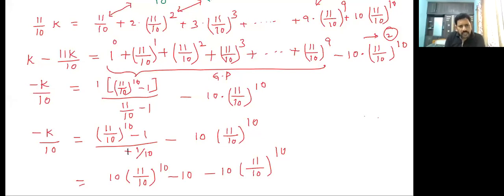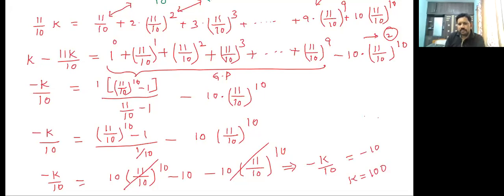In the previous class, 1 by 10 minus 1, I wrote as minus 1 by 10. That is a mistake. Take that as 1 by 10. Now, observe the calculation. This is minus k by 10. These two are going to cancel. Now, minus k by 10 is equal to minus 10. Then what is the k value? 100. This is the answer.